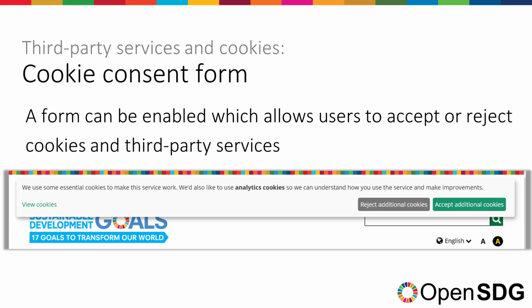An optional cookie consent form has been added to the platform, which can give users the ability to accept or reject third-party services and cookies. This works out of the box with any cookies already included with Open SDG and can be expanded to include other third-party products. This helps sites comply with the GDPR and EU cookie law.